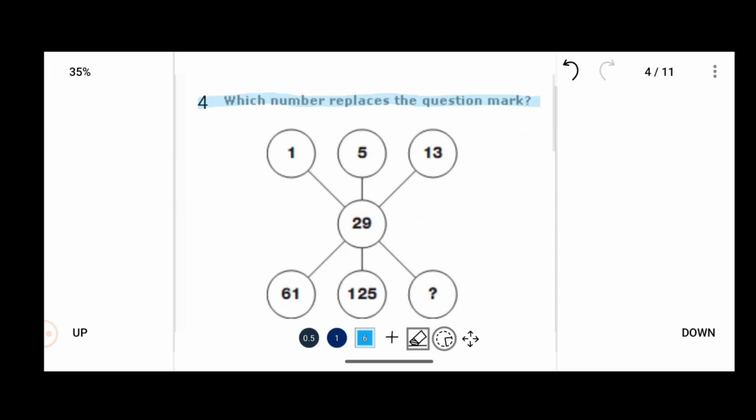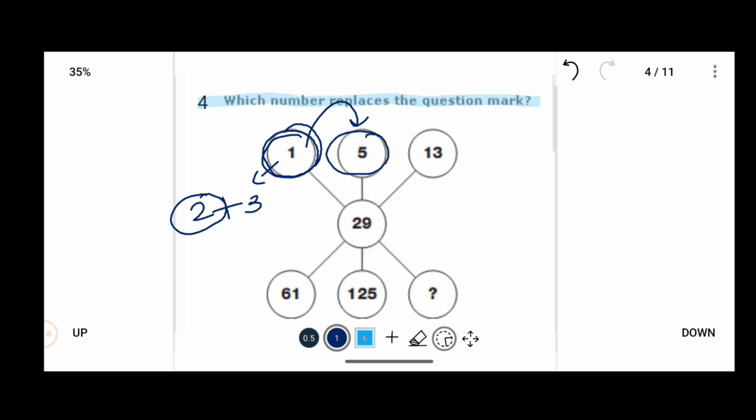How? See, firstly let's come to this one. What you have to do is double it. Double it means multiply it by 2. So what will it be? It will be 2, and then add 3 to it. Then the answer will be what? 5. Okay, now do the similar thing with 5 as well. Double the 5, it means what will it be? It will become 10, and then add 3 to it. Then it will become 13.